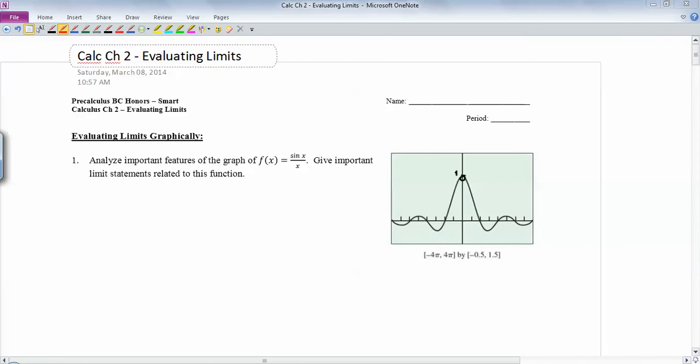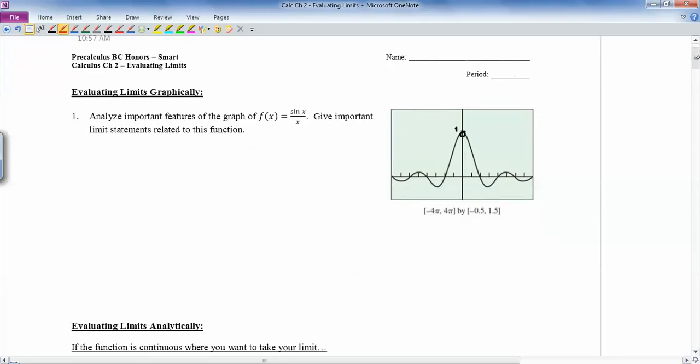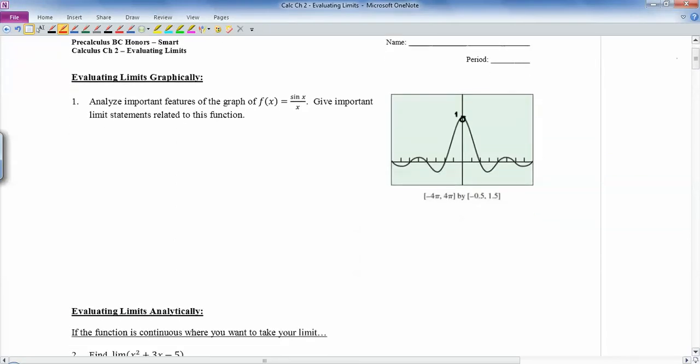So this video is going to be about evaluating limits. In the last videos, we wrote limits down based on the graph or tried to sketch something that followed certain limit rules. This one, we're going to actually try to figure out what the limit values are. First one is just an extension of the last handout. Find important features of this graph and write down limit statements for them.